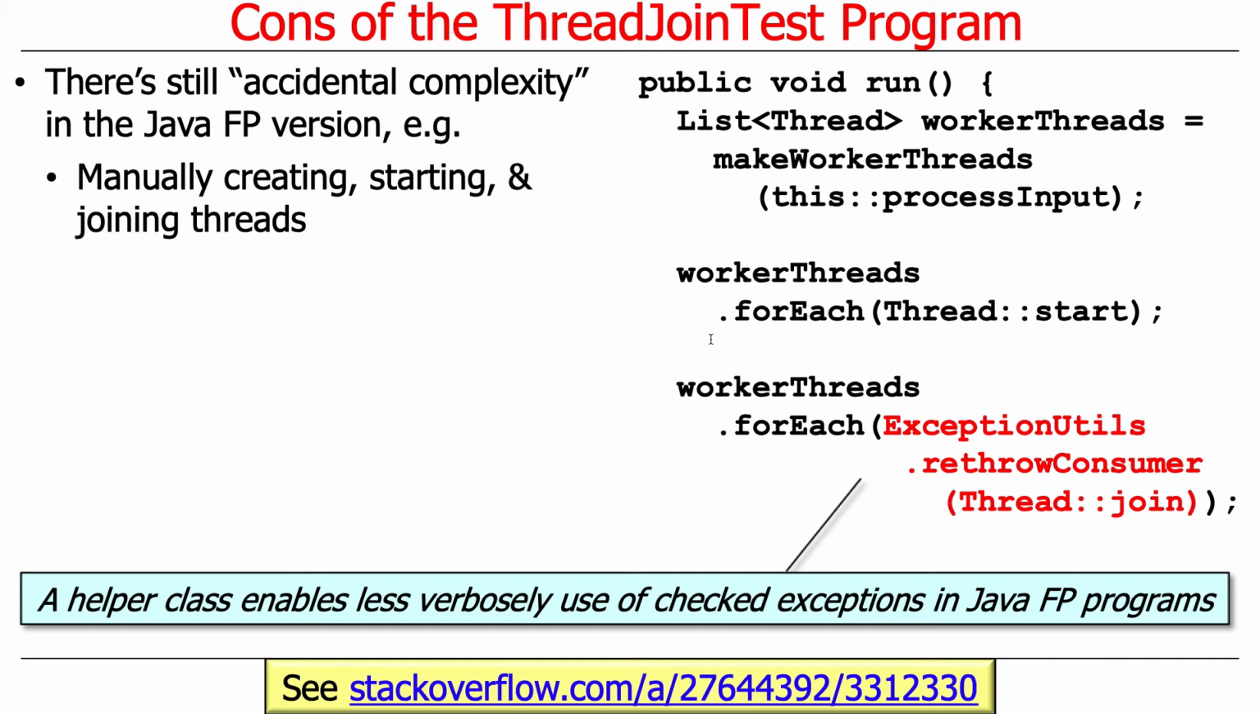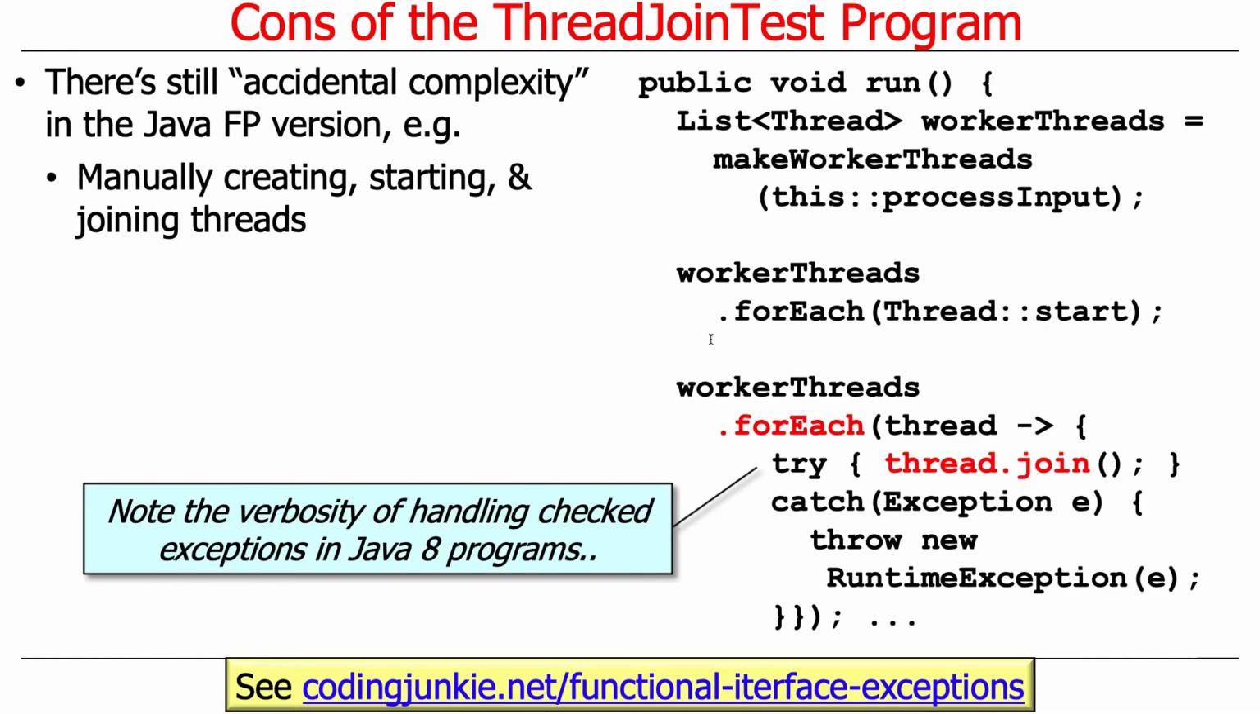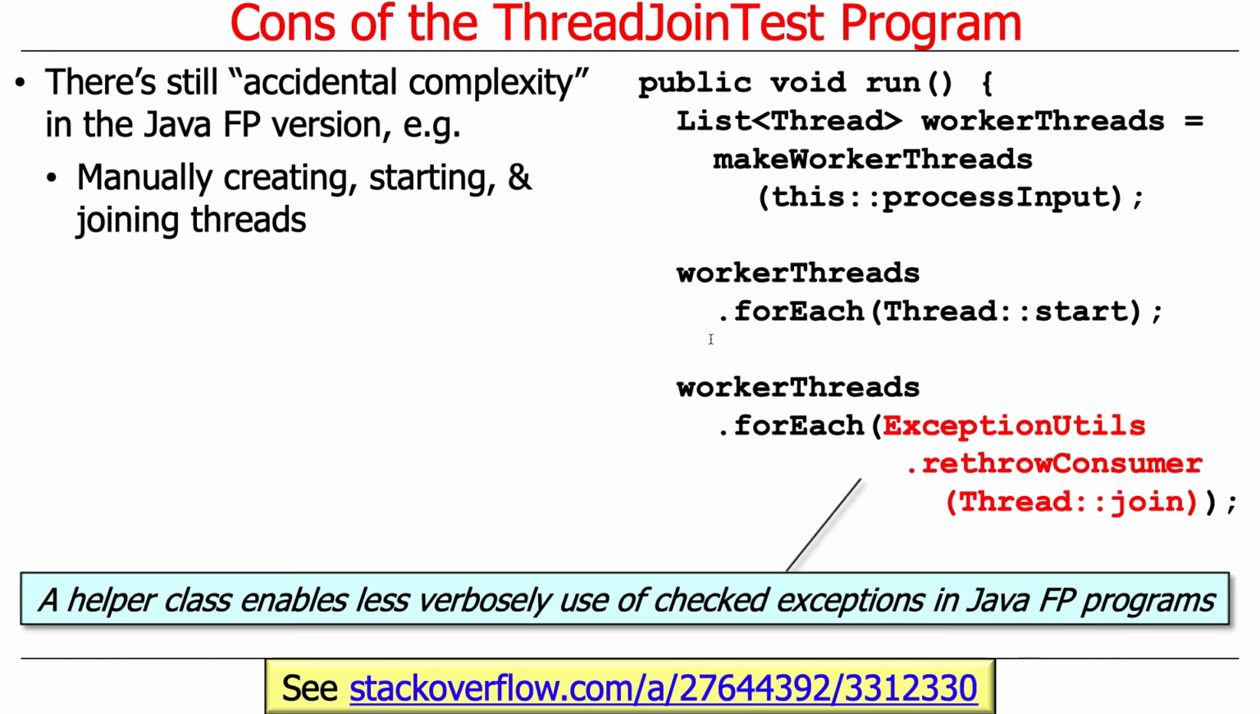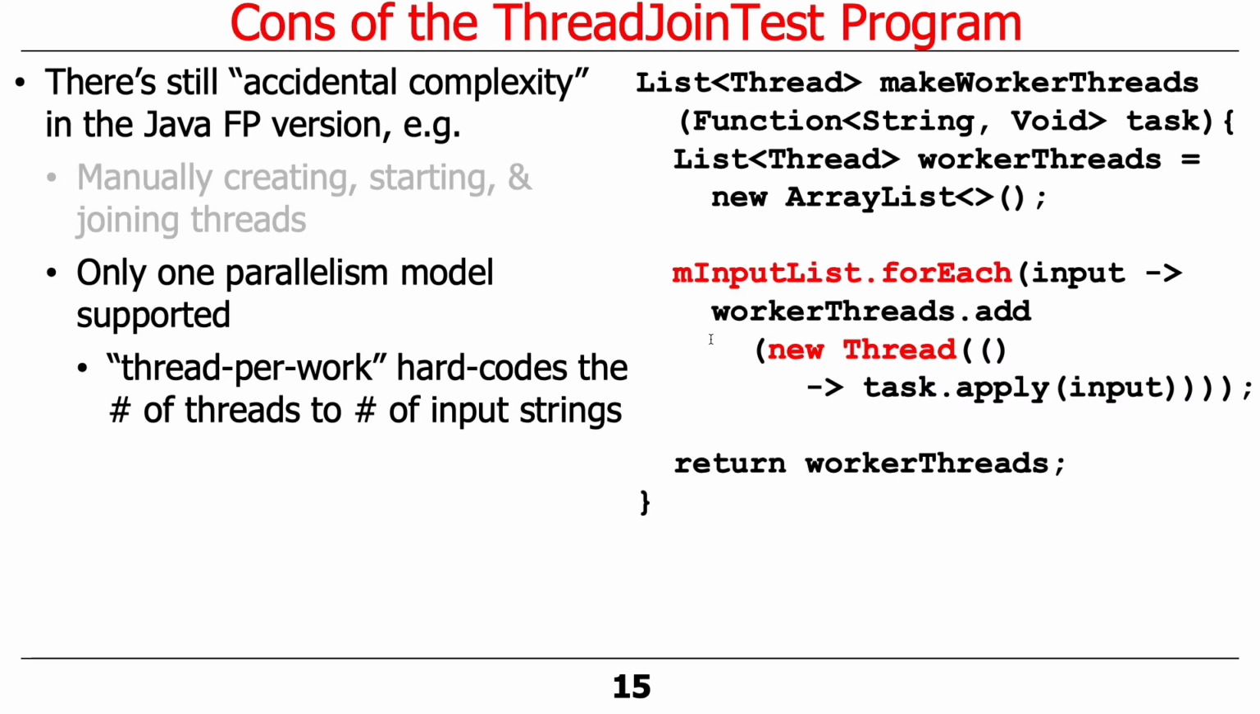So arguably, this is easier to understand than something like this, because this is kind of ugly and this is a bit more concise. And in practice, you would probably go ahead and use a static import here, so you wouldn't have to say ExceptionUtils dot. You could just say rethrowConsumer thread join. So that's a little cleaner. You can read all about the pros and cons of it here at this Stack Overflow link.